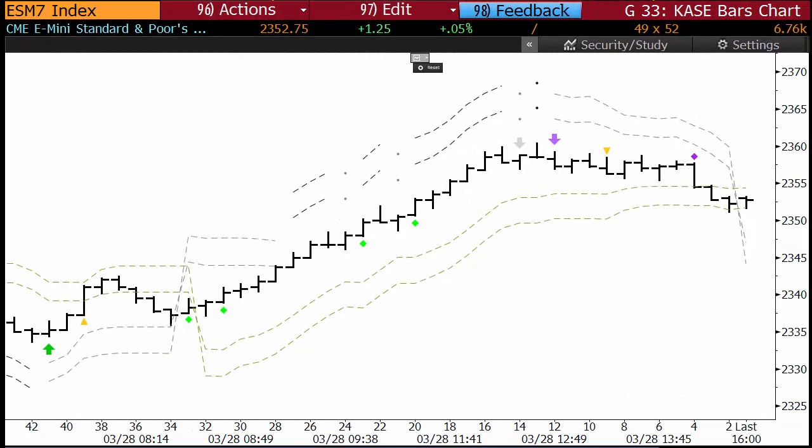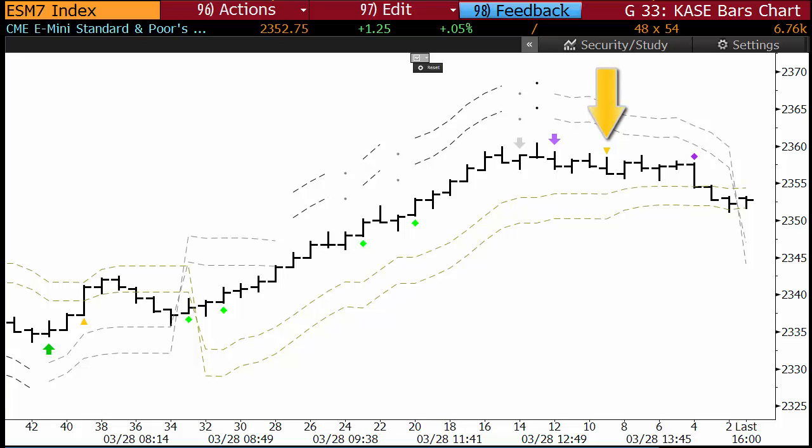KaseX's color-coded symbols make timing entries and exits simple. In this example, a yellow bullish warning signal is followed by a green diamond. At that point, a long trade would have been taken and a stop would have been placed at level 2. When the weak warning signal forms, the stop is tightened to level 1. A few bars later, a strong exit signal forms and 80% of the long trade's profit is taken.